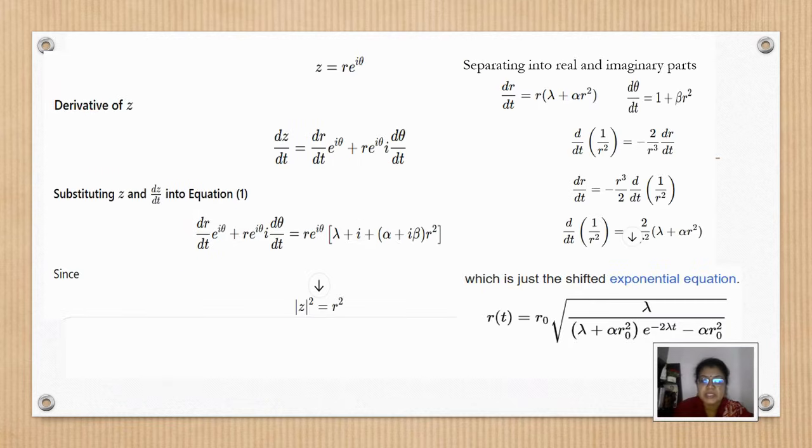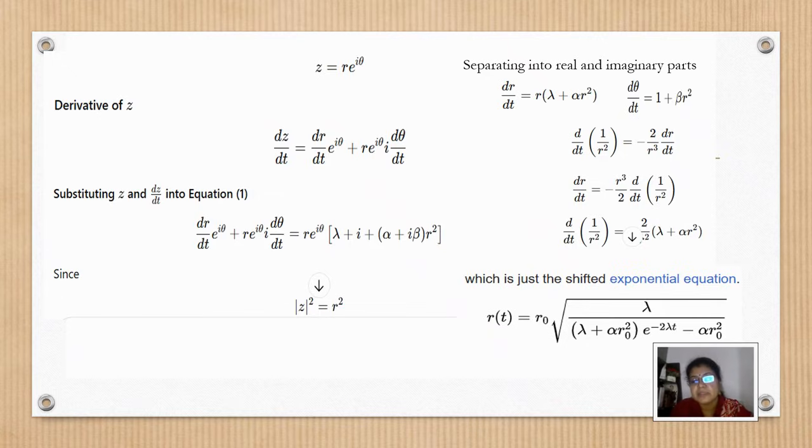So the equation is nothing but dz by dt is equal to z into lambda plus i plus alpha plus i beta into z square. Now you substitute for z as r e power i theta. So we are going to have two parameters here, r and theta, right? As we substitute this into this differential equation, we will separate the real and imaginary parts, leading to two ordinary differential equations. dr by dt is equal to r into lambda plus alpha r square, d theta by dt is equal to 1 plus beta r square.